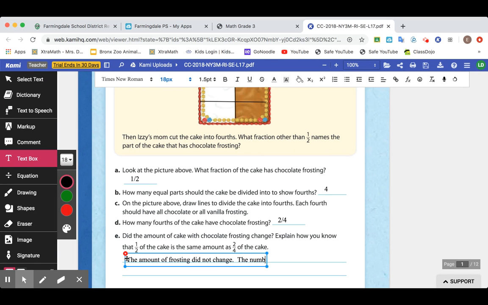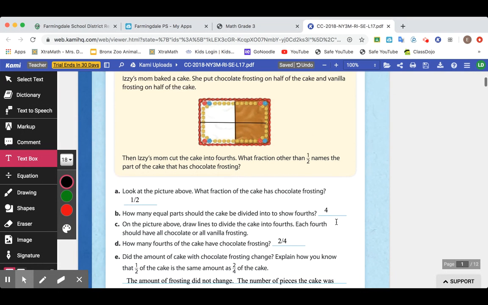The number of pieces the cake was cut into changed. Okay, does that make sense?